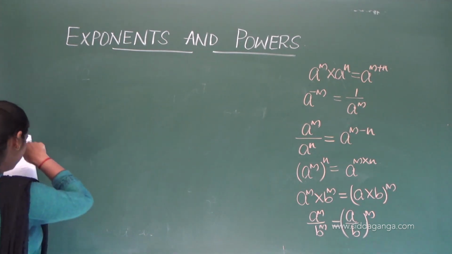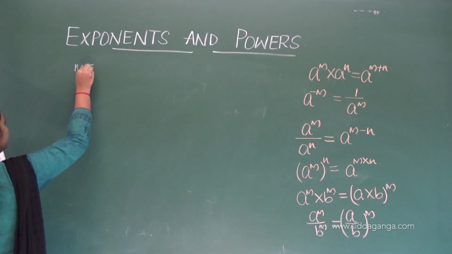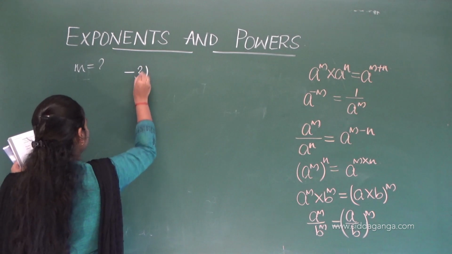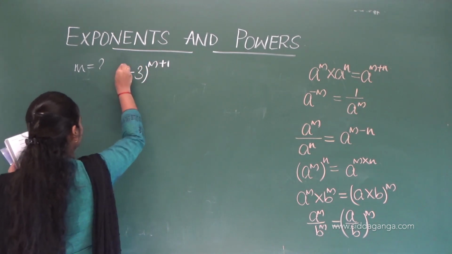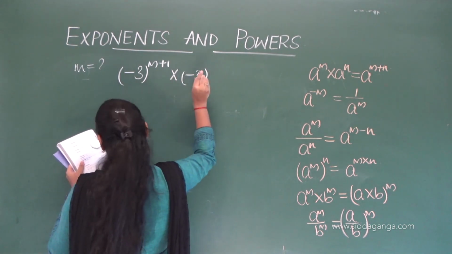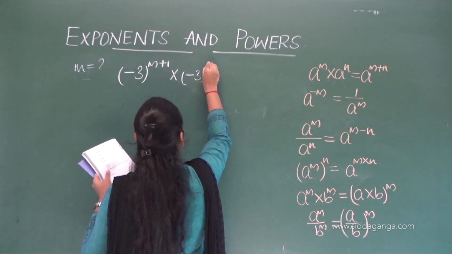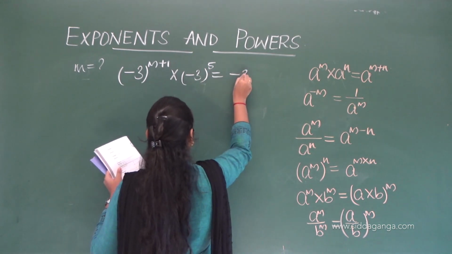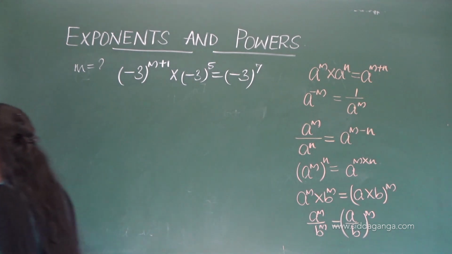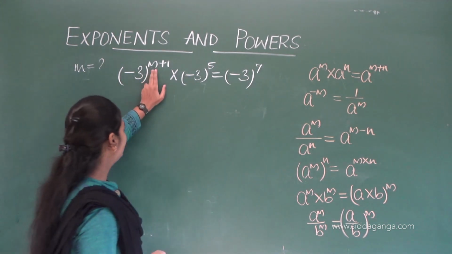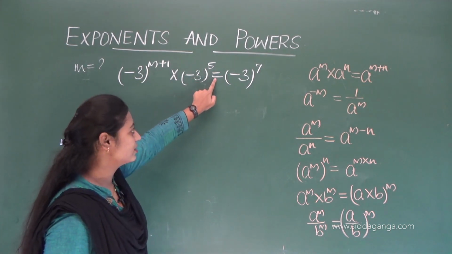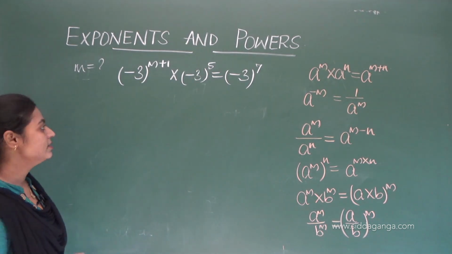Next example: find m so that -3 whole power m plus 1 into -3 whole to the power of 5 is equal to -3 whole to the power of 7. So we have to find out the value of m. -3 whole power m plus 1 into -3 whole power 5 is equal to -3 whole power 7.